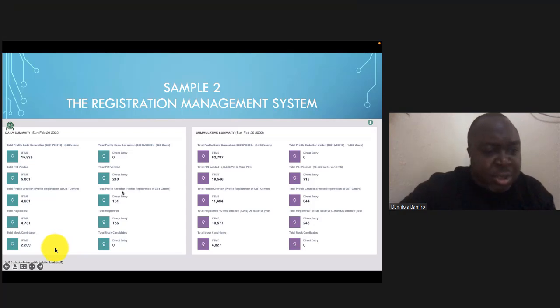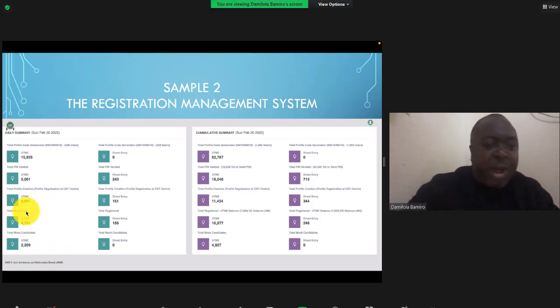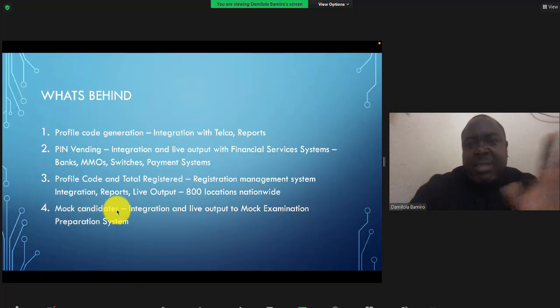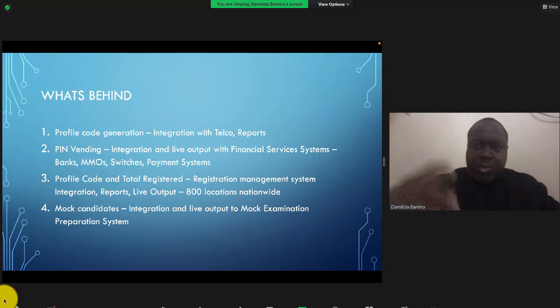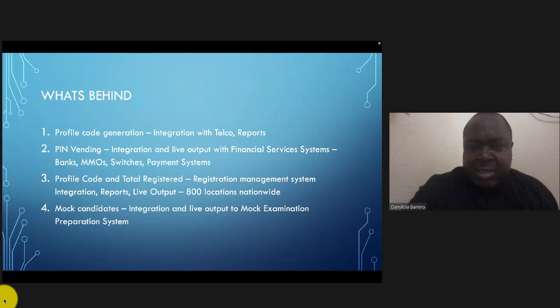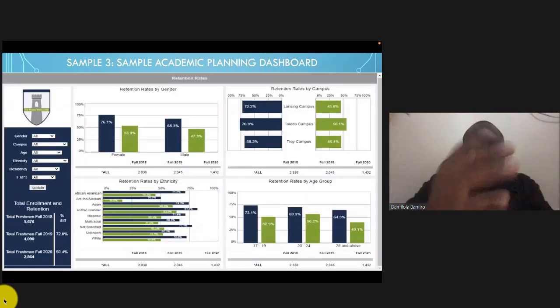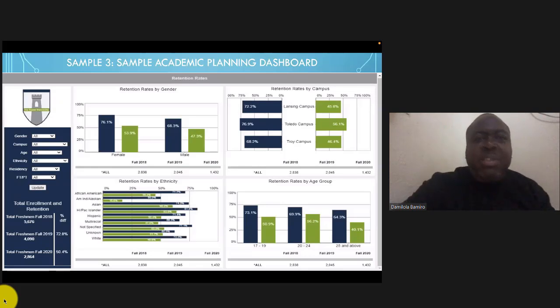Okay, so it's usually more than the total number at the profile code, those creating the centers. Again, if you look at the mock candidates, this is simply telling us how many students we're going to prepare to take the mock exam so that they can practice and use it for the main exam. So I'll now bring it home a bit more and look at some sample academic planning systems.